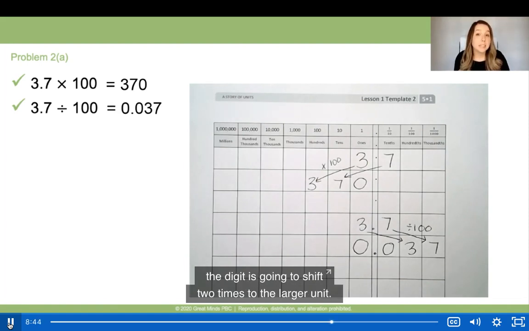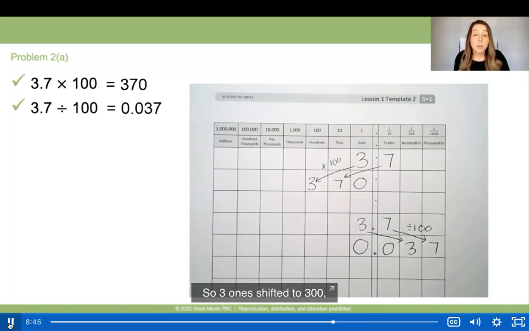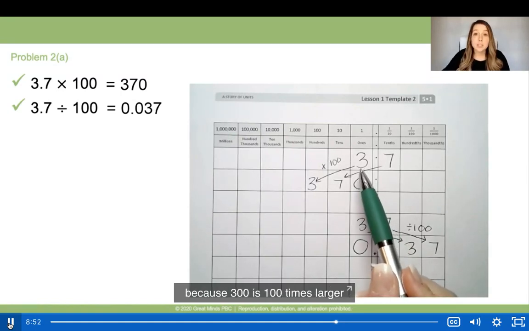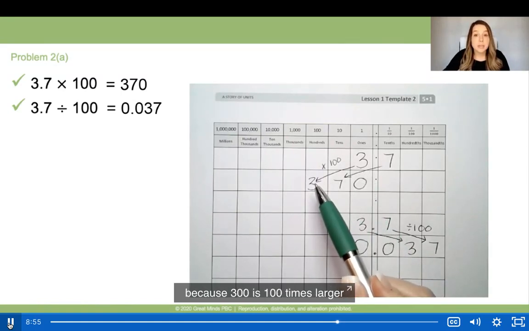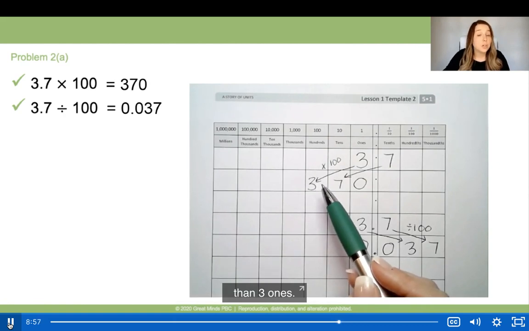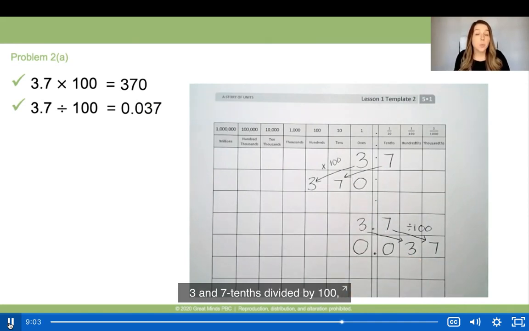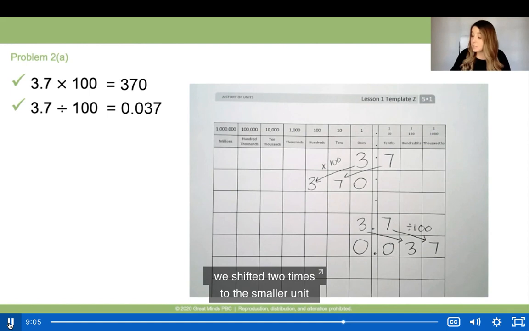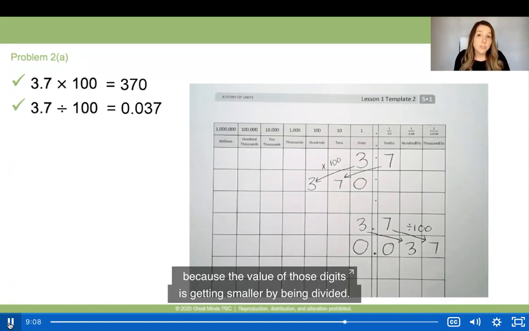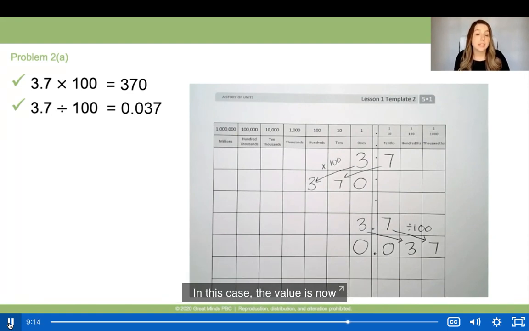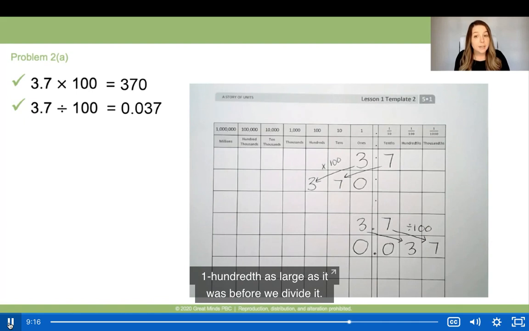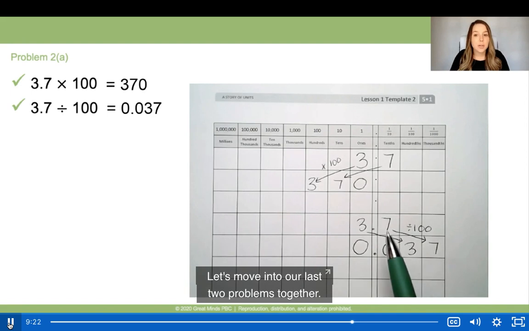Remember, when we multiply digits by 100, the digit is going to shift 2 times to the larger unit. So 3 ones shifted to 300ths because 300ths is 100 times larger than 3 ones. And the same goes when we divide. 3 and 7/10 divided by 100, we shifted 2 times to the smaller unit because the value of those digits is getting smaller by being divided. In this case, the value is now 1/100th as large as it was before we divided.